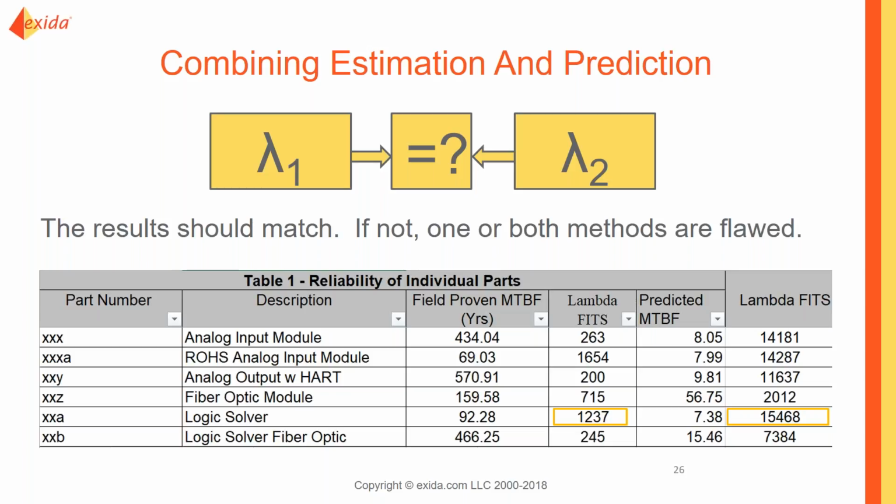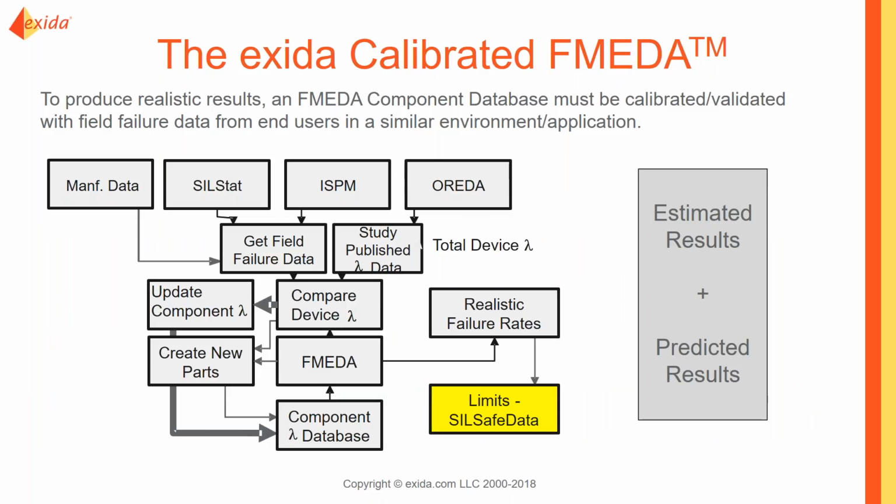And so you've got to figure out, why is that? The really neat thing about the Calibrated FMEDA, here's kind of a cheat sheet of how it all works. What we basically do is you have the manufacturer data, you have end users using their tools, like SILSTAT, you have ISPM, which is just another type of tool that people use, and then you have industry databases like ARITA, right?